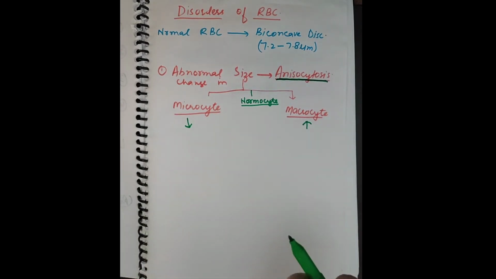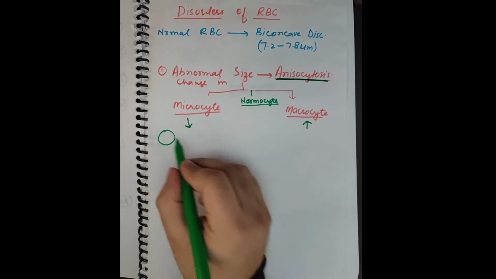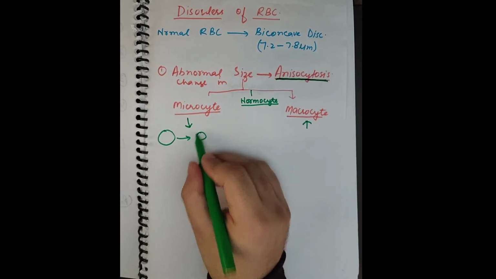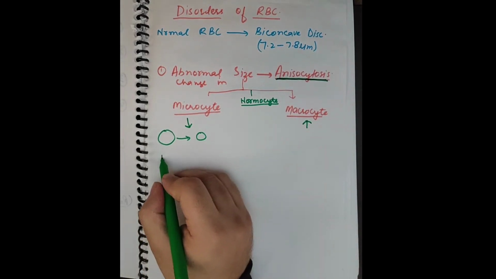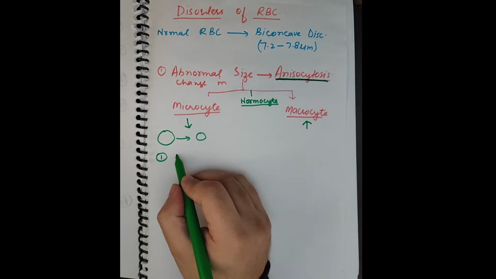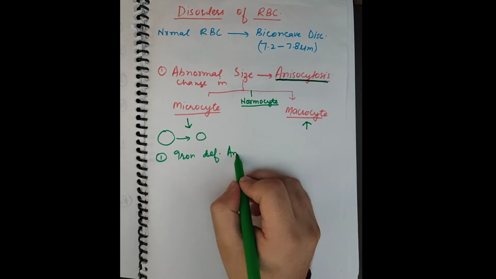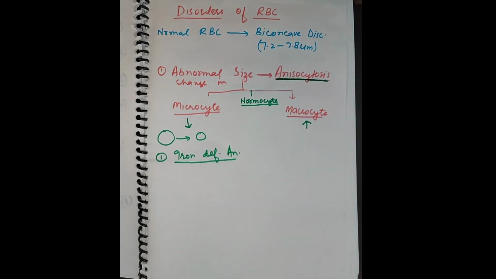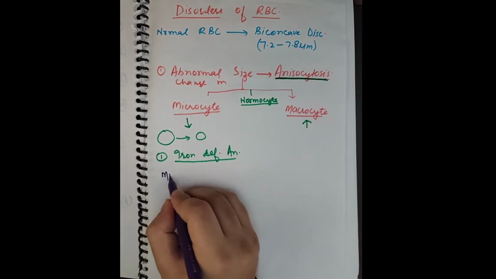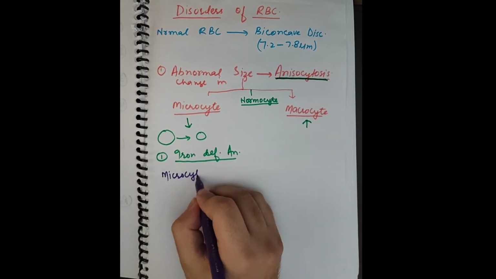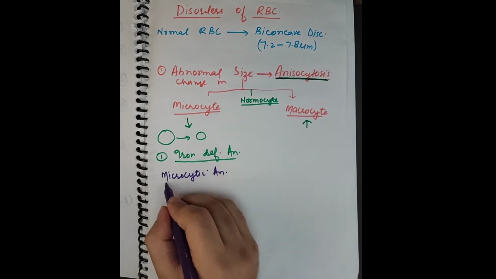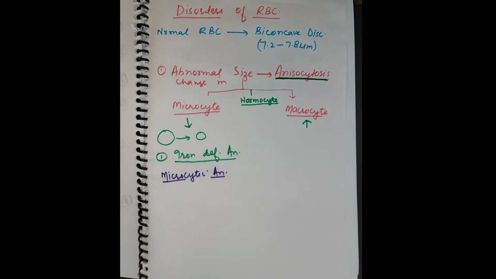Microcyte means an RBC whose size is less. If the normal RBC was like this, and the cell size decreases, it is known as microcyte. One very important cause of microcyte is iron deficiency anemia. Whenever iron is less in the body, it results in a disorder known as microcytic anemia, a type of anemia in which the size of RBC is less.